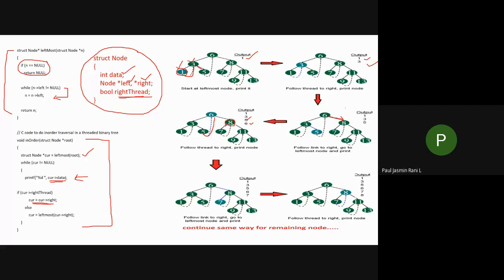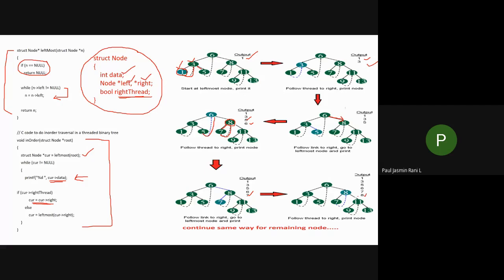So I'm going to see the 7. Yes, I have a 7. That is a left side. If it is a termination, then I can print the 7. After printing the 7, again I have to see whether there is a right thread or not. Yes, I have a right thread, so I am going to print this 8. If I have a thread, then I have to print that thread. So now this 8 is printed.